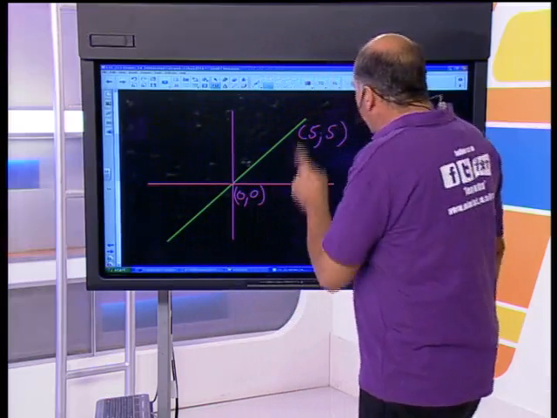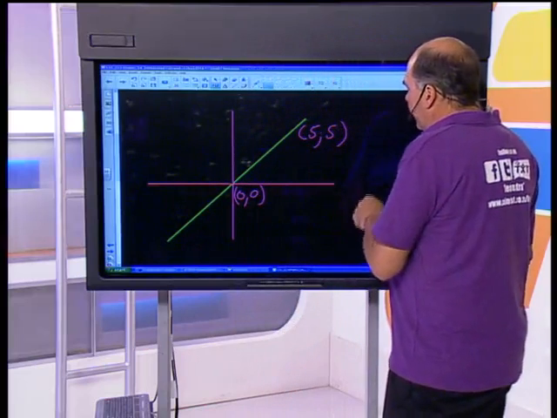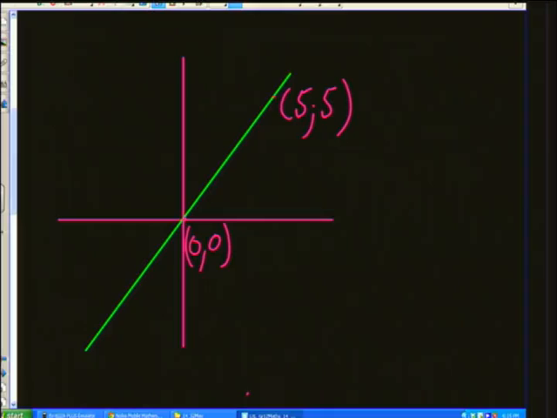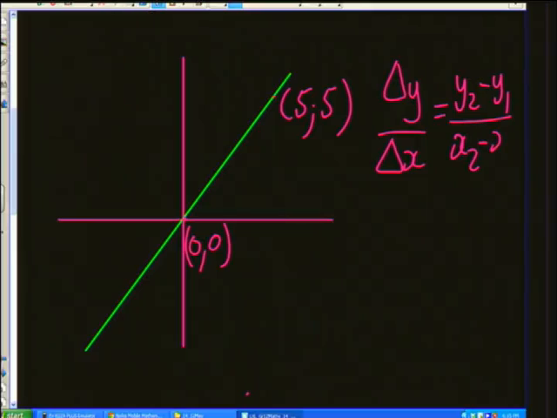So we know that if we were to work out the gradient of a straight line, we would say, what are we going to do? We're going to say, take the change in y divided by the change in x. That means we take y2 minus y1 over x2 minus x1. And we substitute and we work it out. In this case, if we take y2 as being 5 minus 0 over 5 minus 0, we'll get the gradient to be 1.